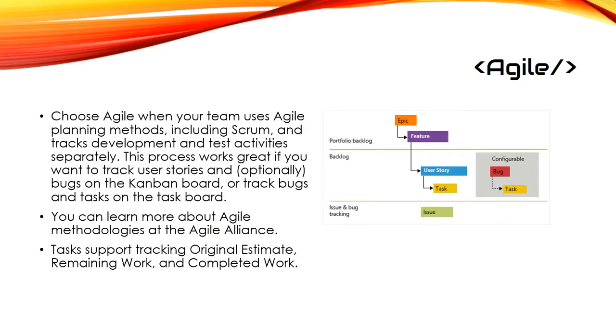Okay, now I want to talk about this one as well. So here, again, this looks very similar to what happens in Scrum. Really, the only difference is that instead of a product backlog item, you have something called a user story, and instead of having an impediment, you have something called an issue. But other than that, the work items within Agile are very similar.